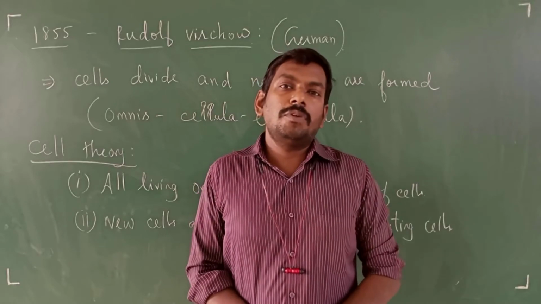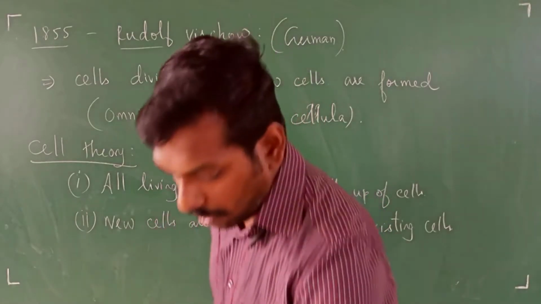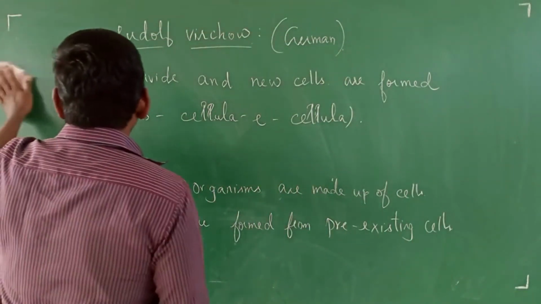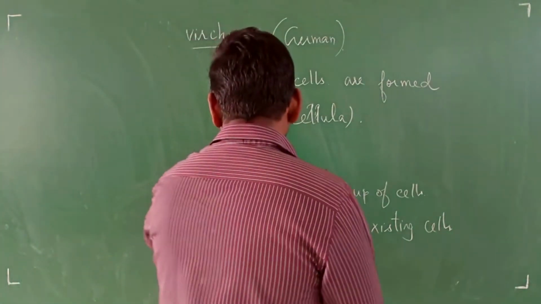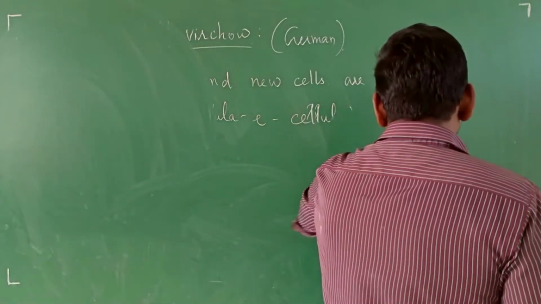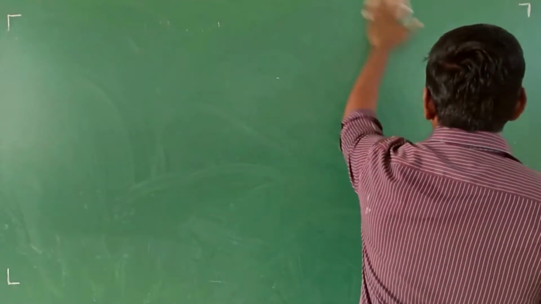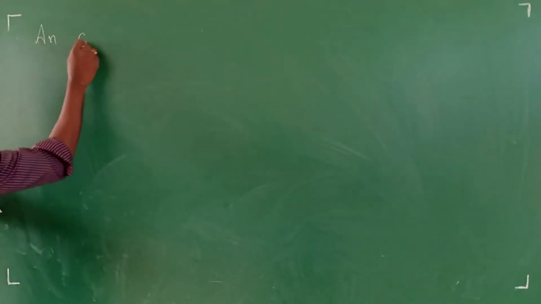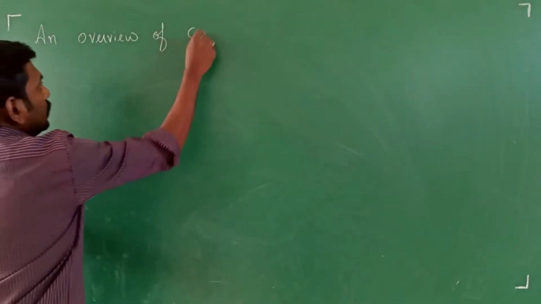Now we are going to see an overview of the cell. What are the things present in a cell, what are the things present in a prokaryotic and in a eukaryotic cell, and the organelles which make them unique from each other. We are going to see them. An overview of the cell.